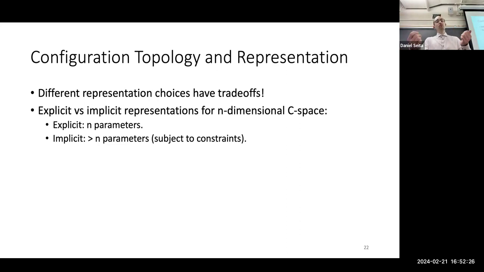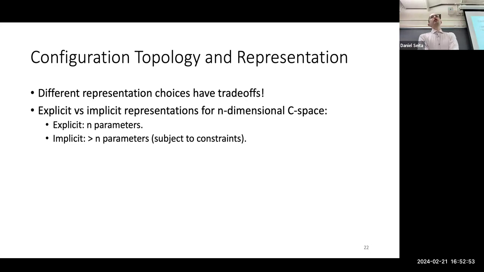One distinction between representations is an explicit one versus an implicit one. An explicit representation means you are using the minimum number of coordinates for a configuration space. So if the configuration space is n-dimensional, so it's n degrees of freedom, because degrees of freedom is the minimum number. An explicit one is n parameters, an implicit one uses more than n parameters.